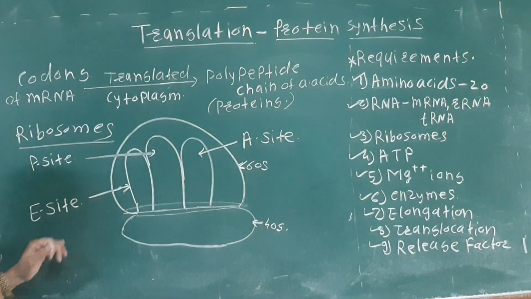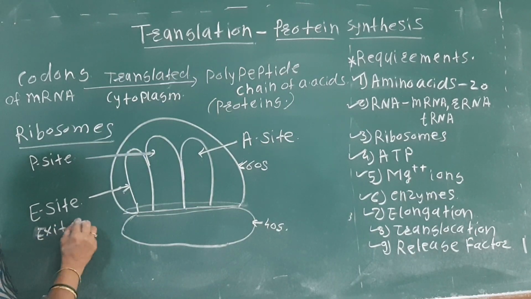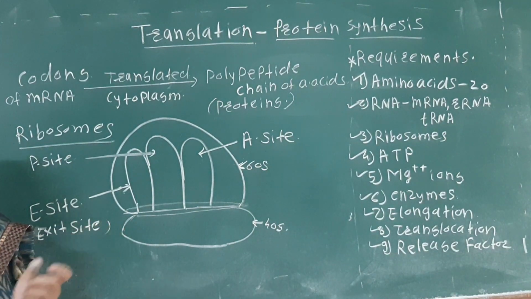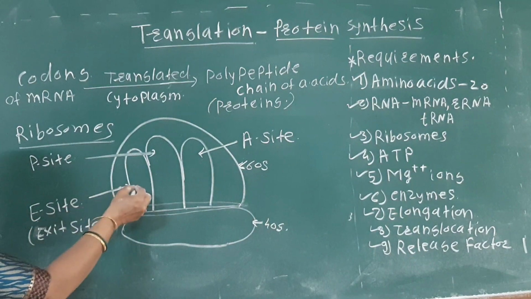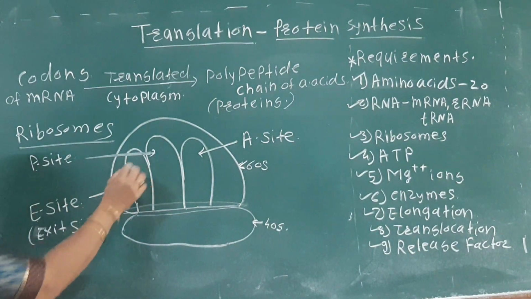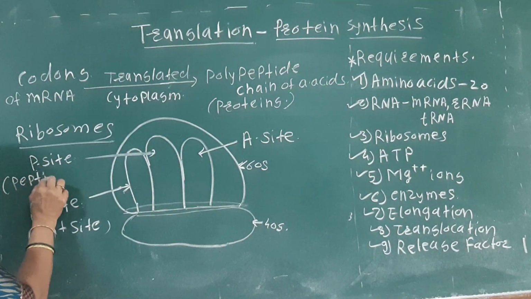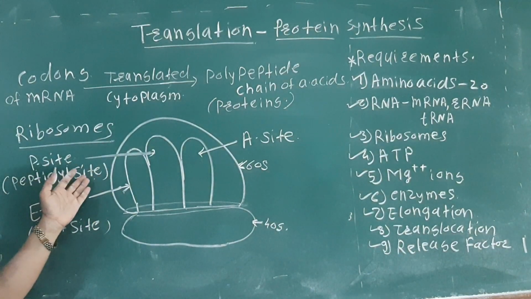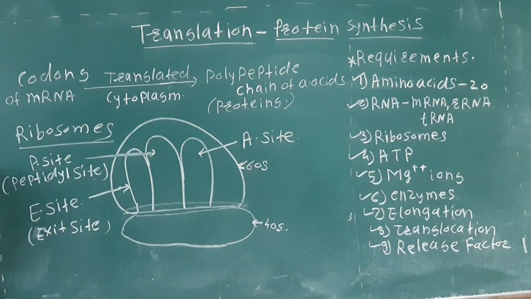In the larger subunit there are three sites. The E site means the exit site. Through the exit site, the empty tRNA is discharged and released. Then the P site is the peptidyl site. Through the peptidyl site, the polypeptide chain is released.